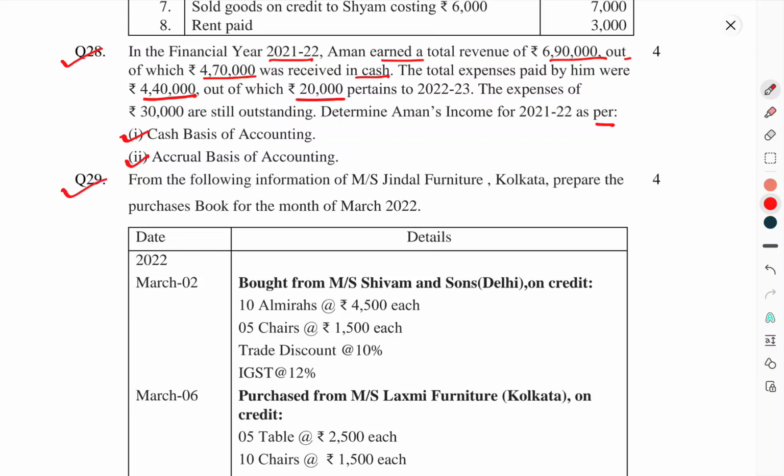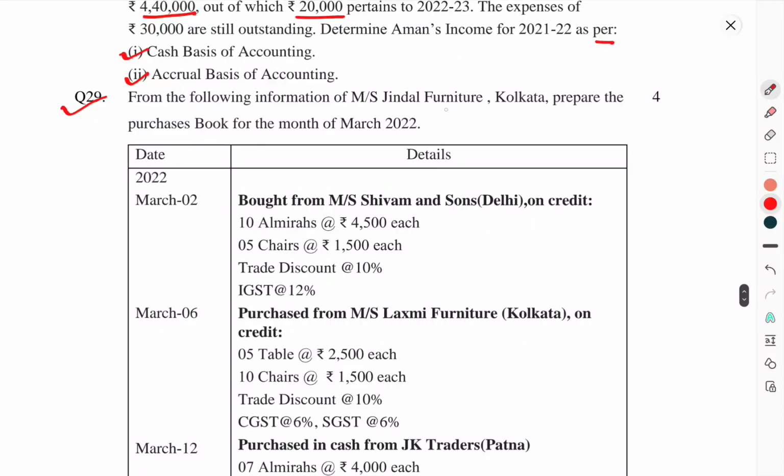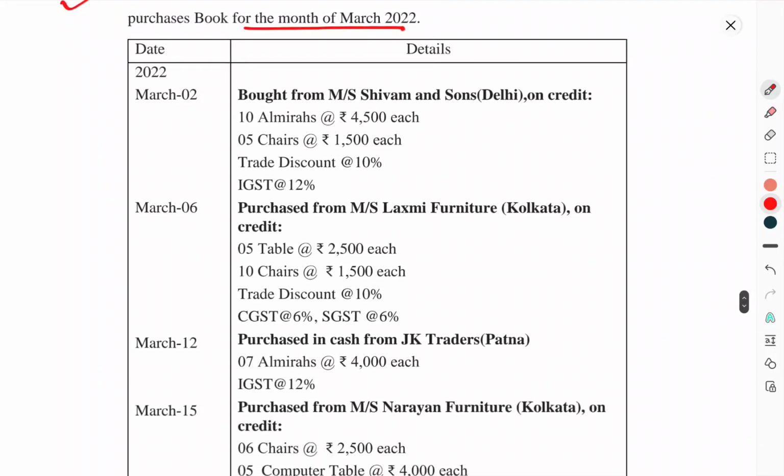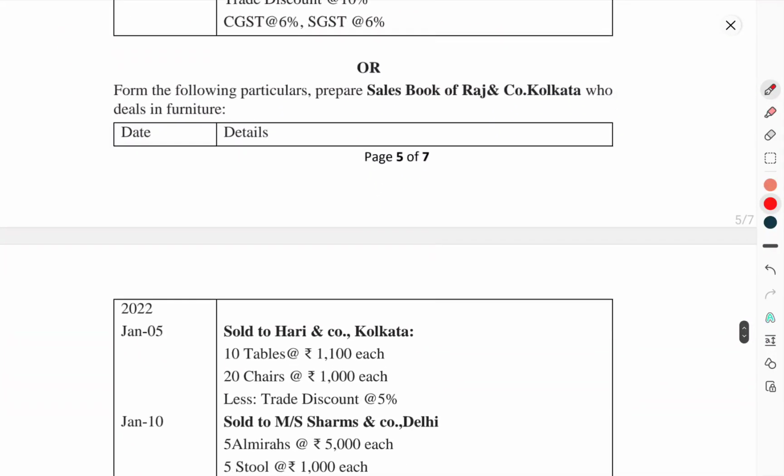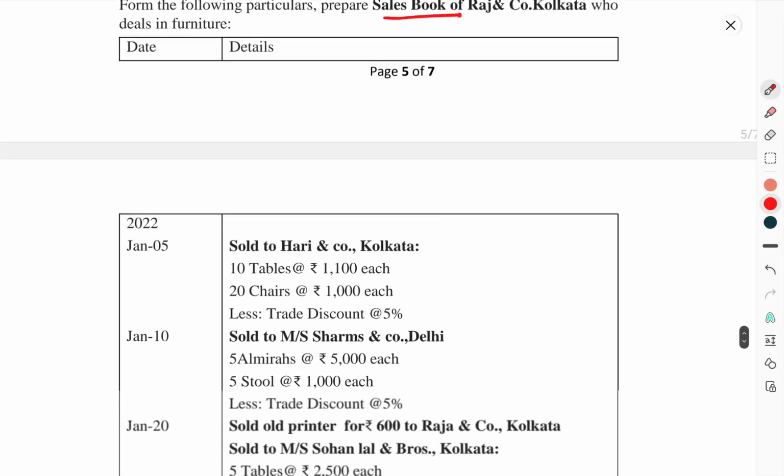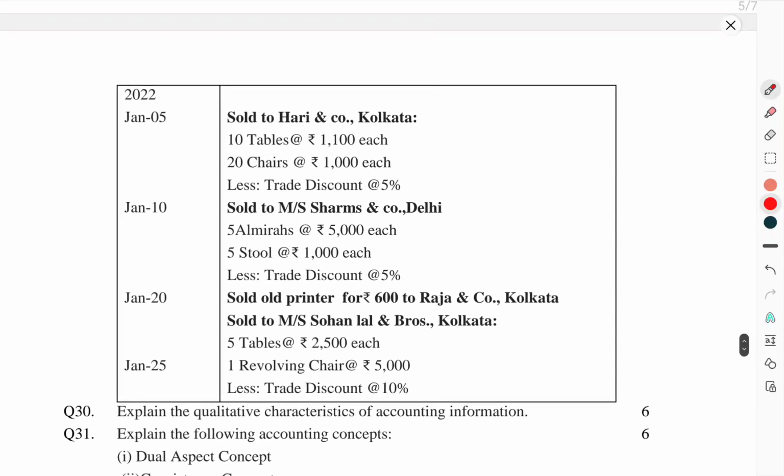Question number 29. From the following information, prepare the purchase book of Jindal Furniture, Kolkata, for the month. The date and details are given to you, you can see from here. And from the following particulars, prepare the sales book of Raj and Company, Kolkata, which deals in furniture. These are the details, you can see from here.